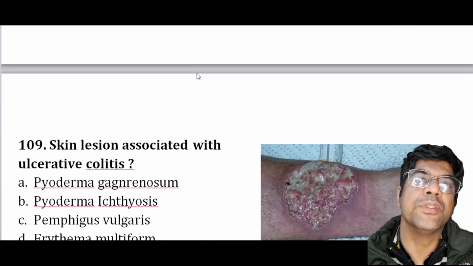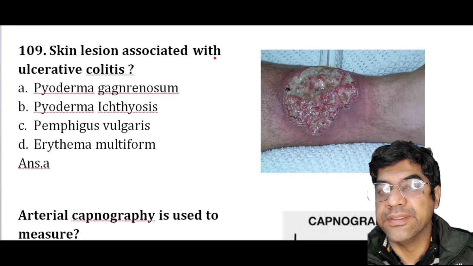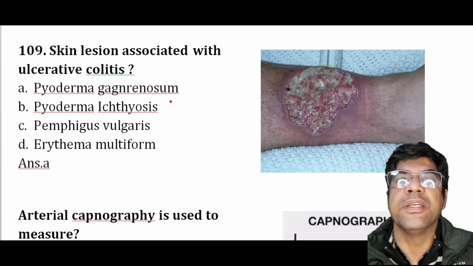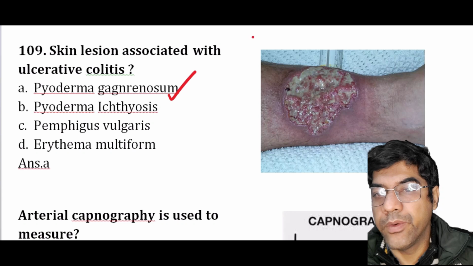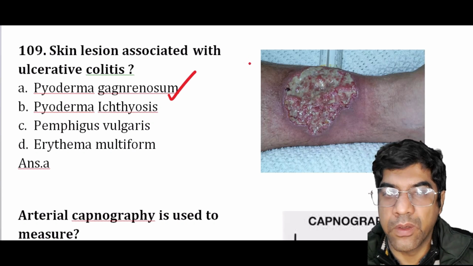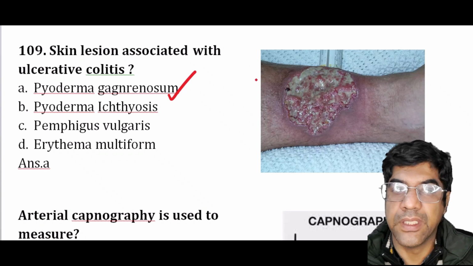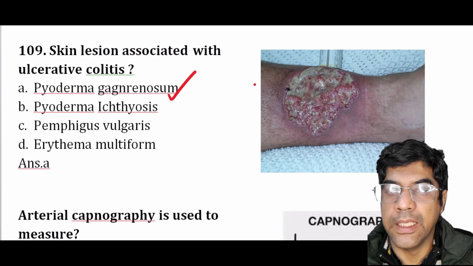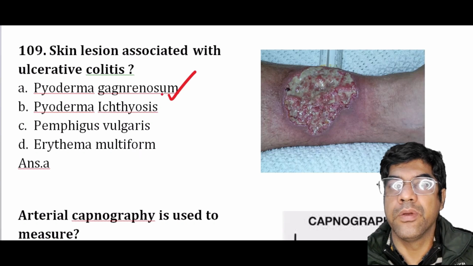Coming to the next question, the skin lesion associated with ulcerative colitis is? The answer is pyoderma gangrenosum. Pyoderma gangrenosum is a dermatological condition that is associated with ulcerative colitis, particularly in adults. So remember pyoderma gangrenosum.